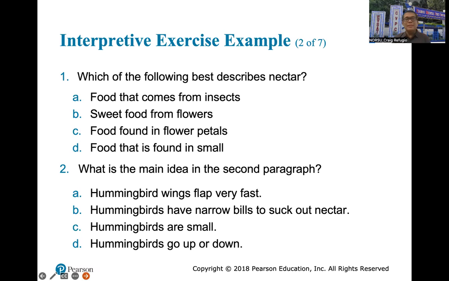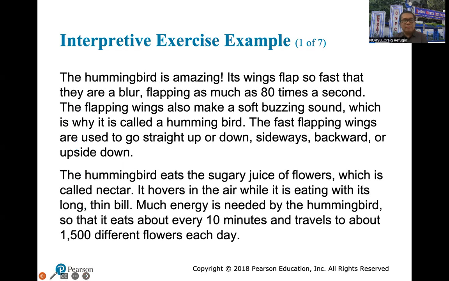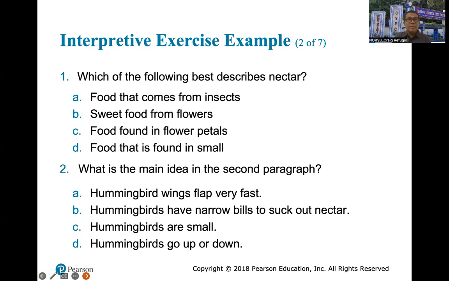Number 2, what is the main idea in the second paragraph? Remember, there is a paragraph and there is a second paragraph. So what is being asked here? What is the main idea in the second? The choices are provided: A, B, C, and then D. So number one and number two could not be answered correctly if there is no understanding, no comprehension of the first paragraph and the second paragraph of the story provided in the previous one.